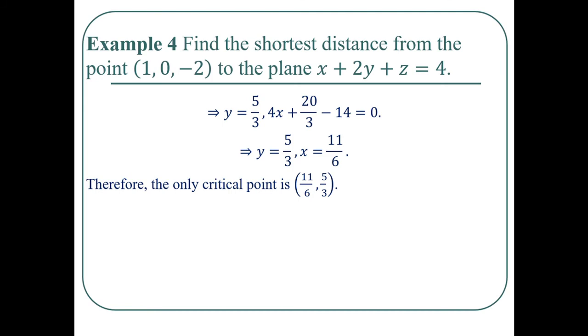Okay. Now we have to decide whether it is a local maximum, local minimum or saddle point. For that, we have to take fxx. The first order partial derivative of f with respect to x was 4x plus 4y minus 14 is equal to 0. When we differentiate it with respect to x, we will get fxx is equal to 4. fy was 4x plus 10y minus 24 is equal to 0. When we differentiate it with respect to y, we will get fyy is equal to 10. And 4x plus 4y minus 14 is equal to 0, when we differentiate it with respect to y, we will get fxy is equal to 4.